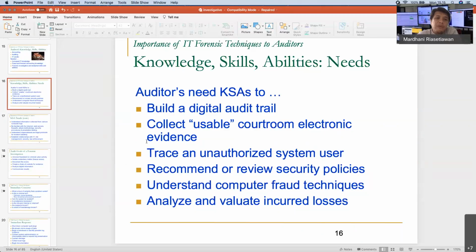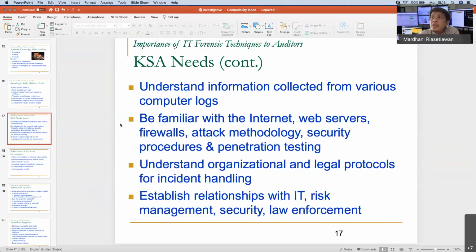So that's why we have a course on forensics here. In several programs in many universities, forensics is one of the major courses. We need to understand information collection from various computer logs. This is where we will deal with big data gathering techniques, for example. And of course, we need to be familiar with internet and firewall methodologies, security procedures, and penetration testing, etc.